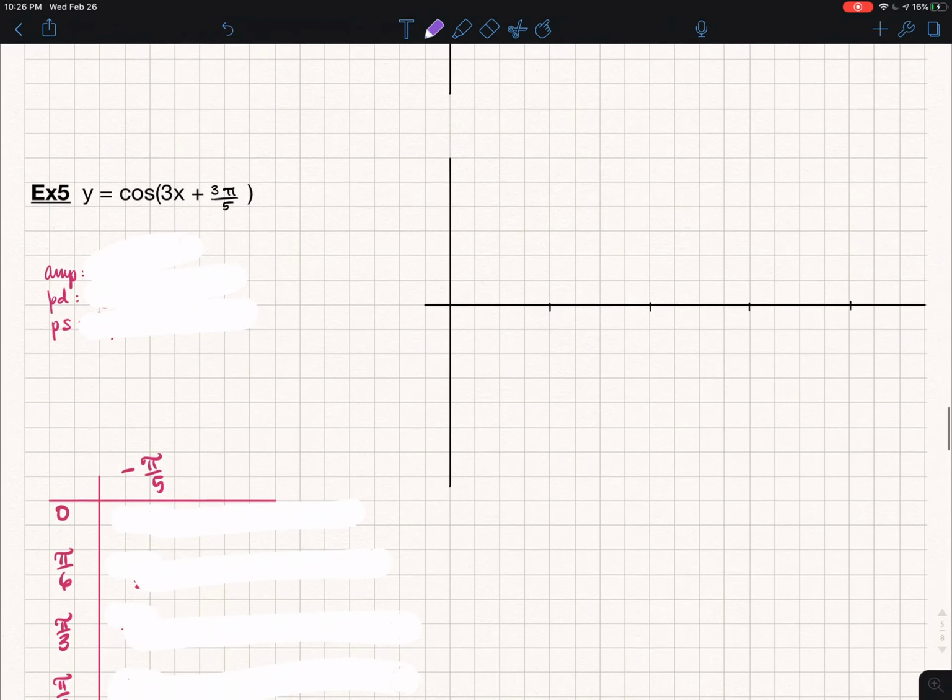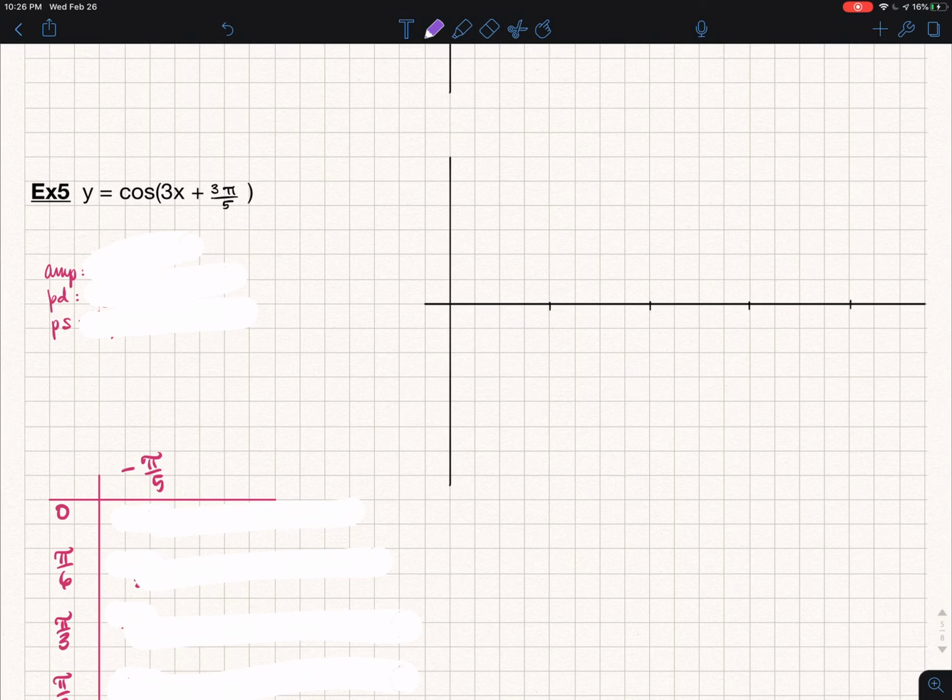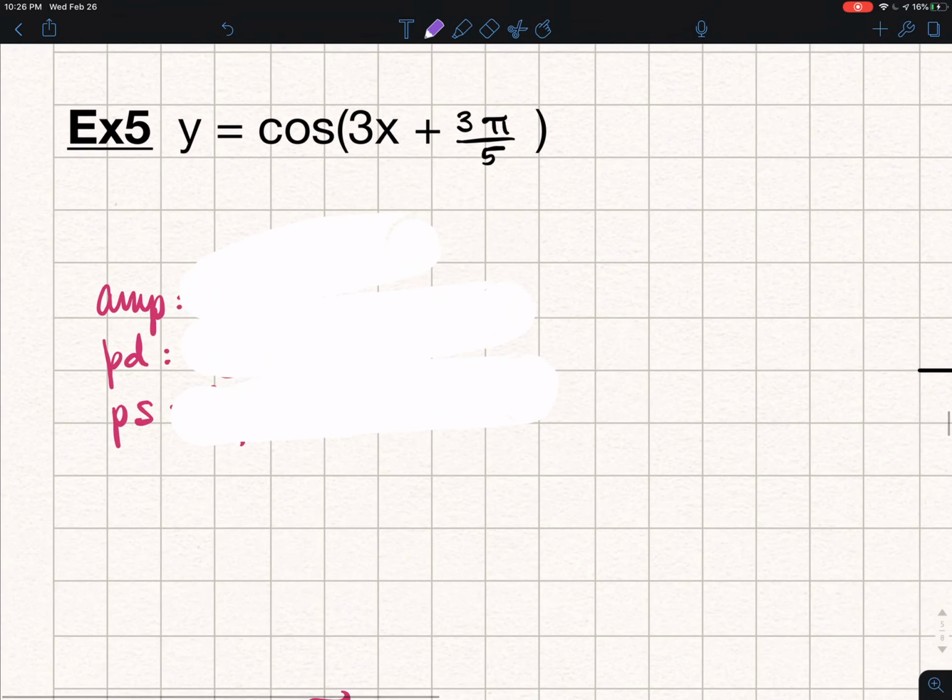Okay, let's go to the next one. Now the problem with this one is that it does not match my standard form. So go back and look at that blue highlighted standard form. Do you see how the x is not standing alone? So we need the x to be standing alone, which means that we have to factor a 3 out of both of these pieces here. So remember, factoring is just done by division. So I'm going to factor a 3 out.